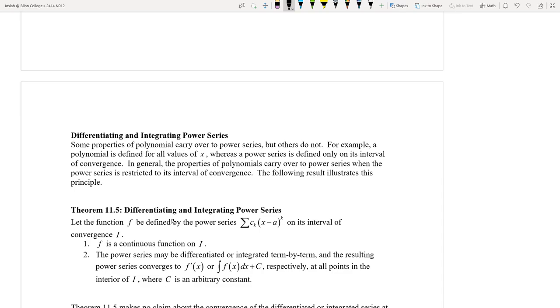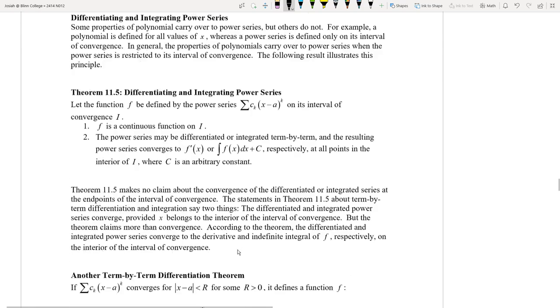So let's talk about integration. If we have a function defined by a power series on its interval of convergence, then we know that f is continuous on I. That's what we get from this theorem. And we can differentiate or integrate term by term. The result is f prime of x or the integral of f, and that works on all of I, where we have the plus c, an arbitrary constant. So that's cool. We can take our power series and look at the function it's related to, and to find the integral or derivative, we can just use the power series.